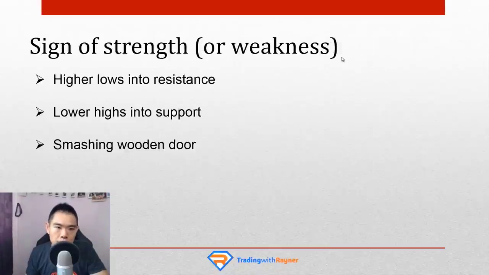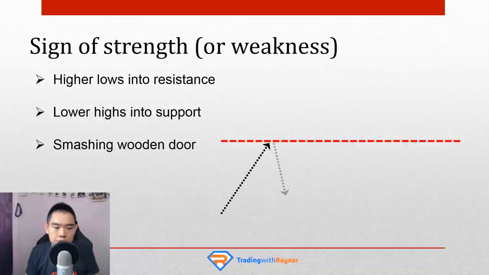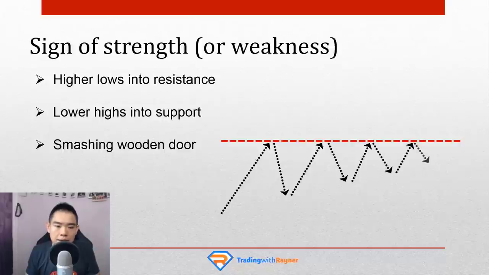So weakness is basically the opposite of the sign of strength. What you're looking for when I talk about sign of strength is higher lows into resistance. So let's say, for example, this is resistance and you see higher lows approaching it. Price tested it, retraces, retests it, retraces, retests it, makes a pullback, retests it, pullback. And the key thing that I want you to pay attention to is the depth of the pullback. It gets shallower and shallower over here.